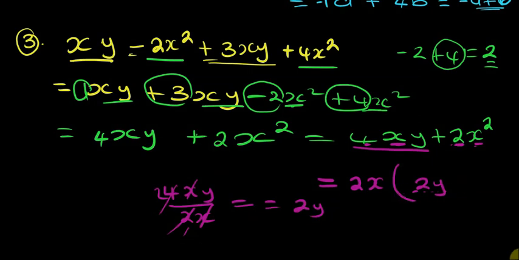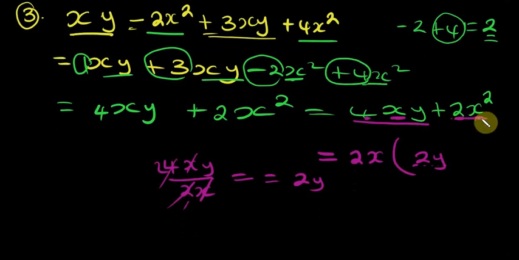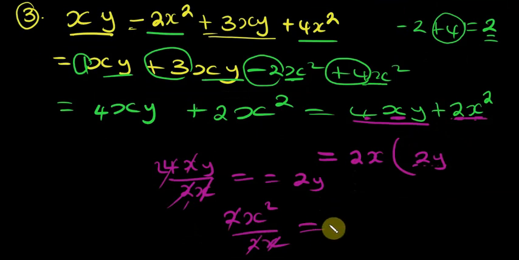Okay, what about the second term? For the second term we just do the same, 2x squared divided by 2x. 2 divided by 2 is 1, and then x squared divided by x is the same thing. Since the bases are the same, we subtract the powers. So x to the power 2 minus 1 is the same thing as x to the power 1. Therefore plus x. So this is the same thing as 2x multiplied by (2y plus x).